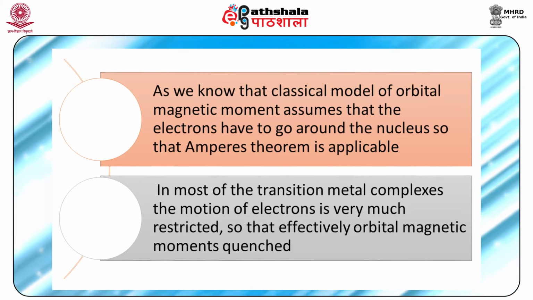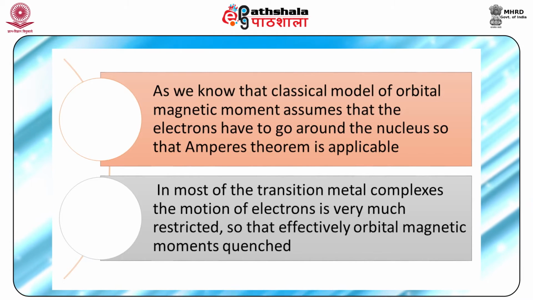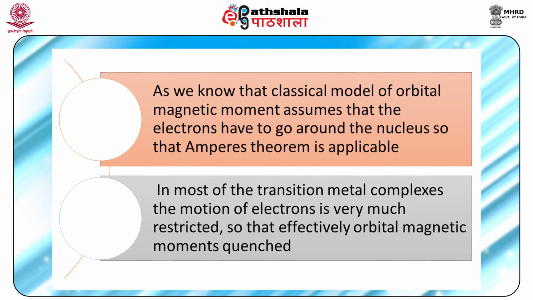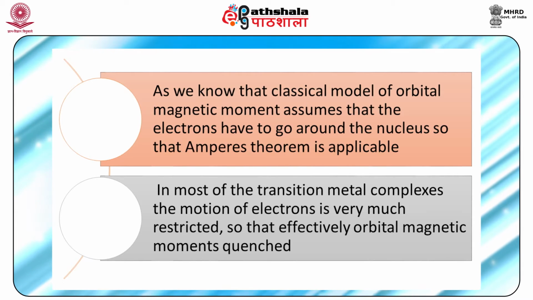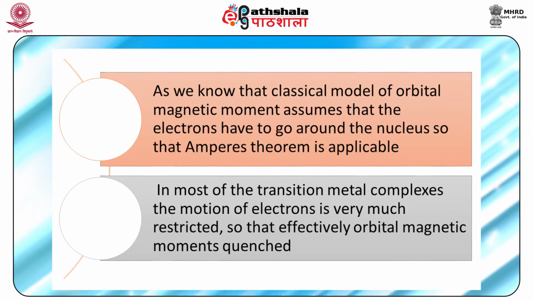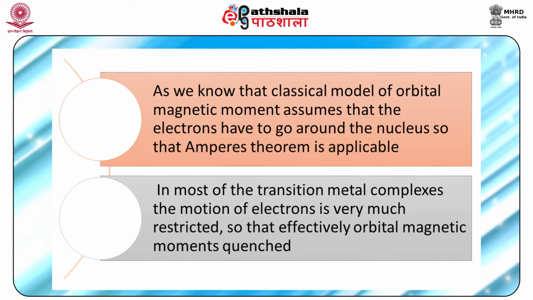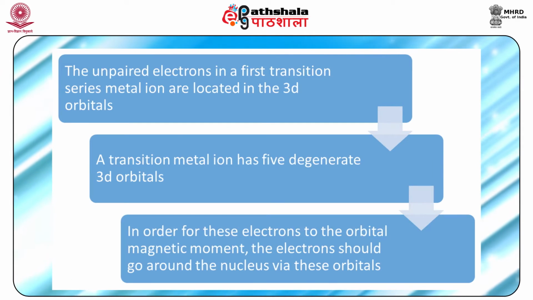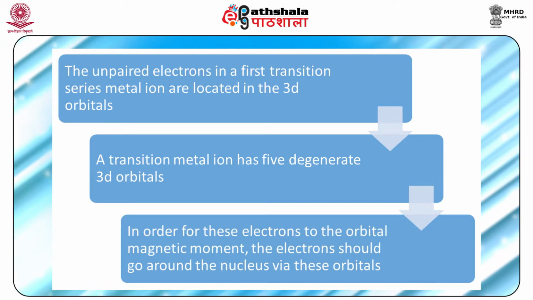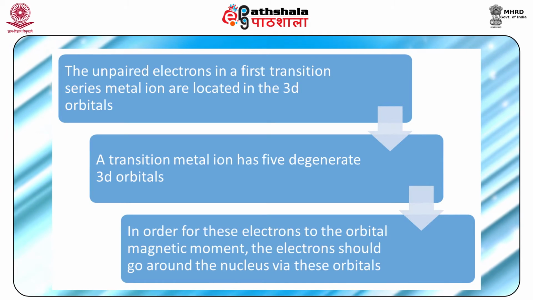As we know, the classical model of orbital magnetic moment assumes that the electron has to go around the nucleus so that Ampere's theorem is applicable. In most of the transition metal complexes, the motion of electrons is very much restricted, so that effectively the orbital magnetic moment is quenched. The unpaired electrons in first transition series metal ions are located in 3d orbitals. A transition metal ion has 5 degenerate 3d orbitals.